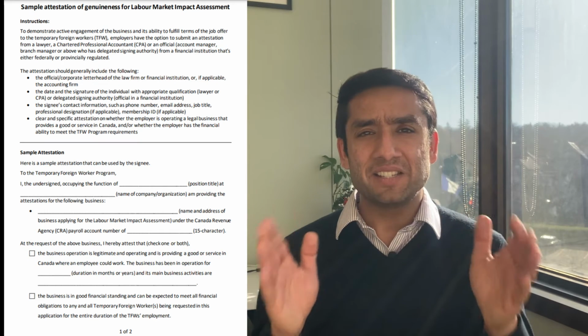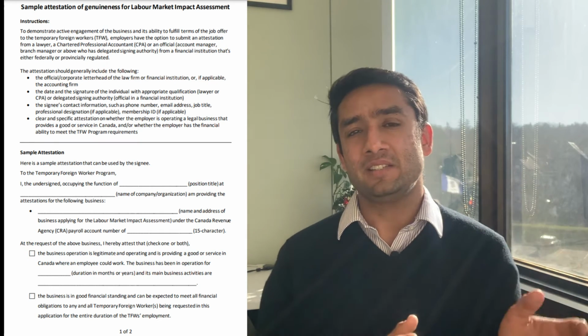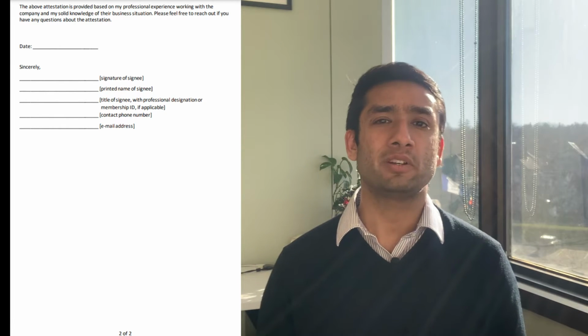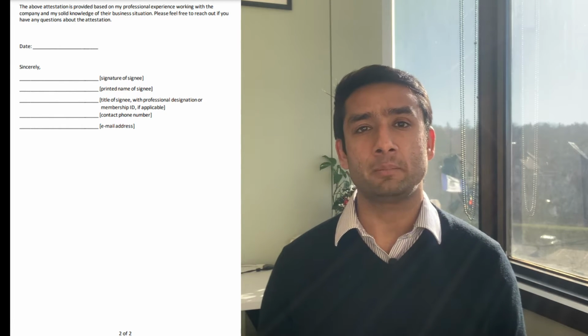A sample for this kind of attestation letter is given right here on the screen. This document actually is the easiest for most businesses. They can ask the lawyer or the accountant they work with to issue such a letter, because an accountant or a lawyer that the business works with usually knows the business very well, and they are authorized to issue such letters.